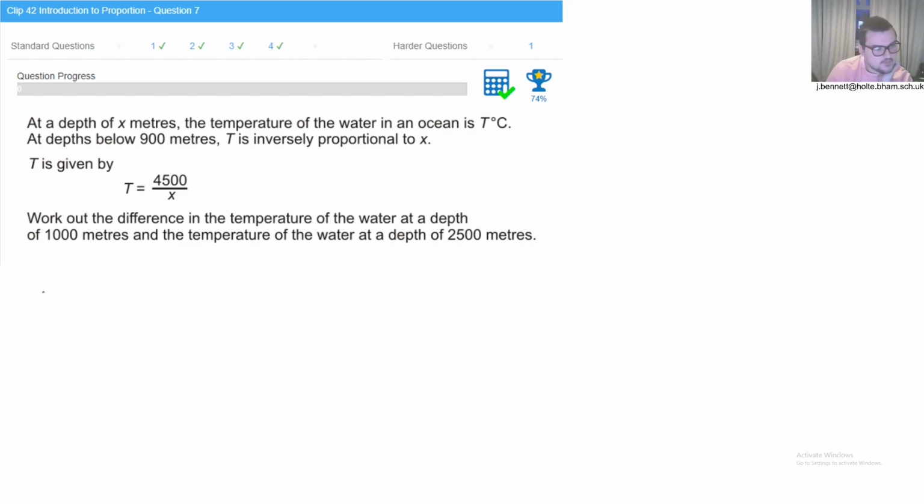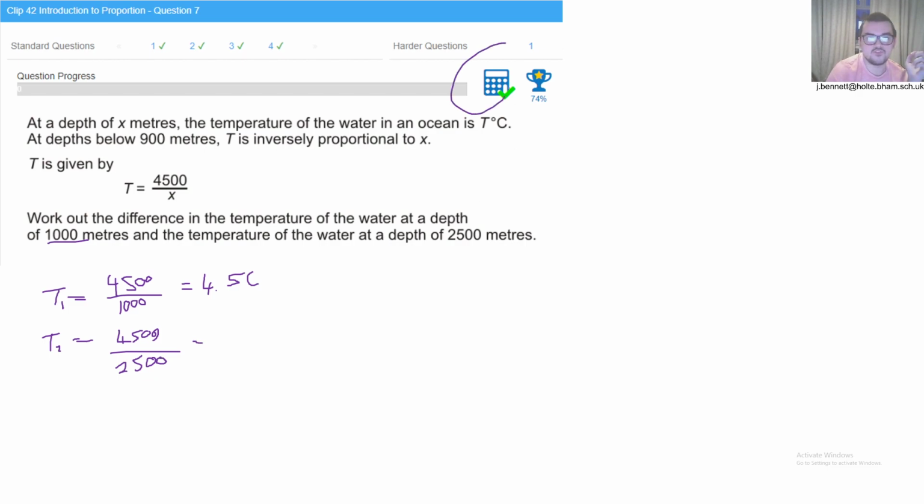So, let's work out the temperature at 1,000 meters. 4,500 over X, which is our meters, which we have here, 1,000. This gives us 4.5 Celsius. That's our first temperature. Our second temperature is going to be 4,500 over our new depth, which is 2,500. This is a calculator question, so we can just put it in the calculator. 4,500 divided by 2,500 is 1.8.